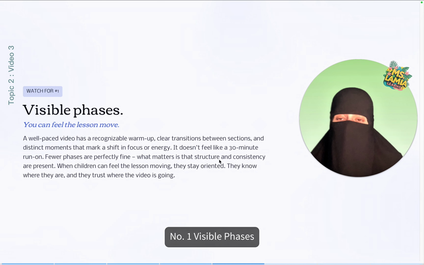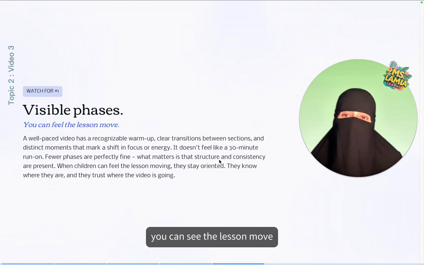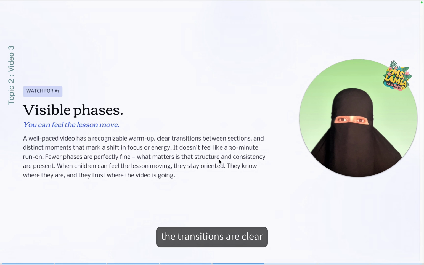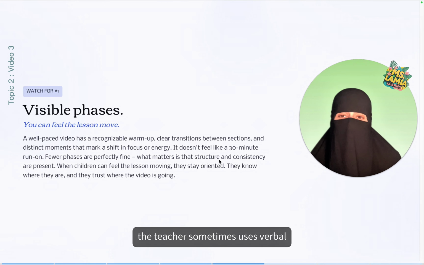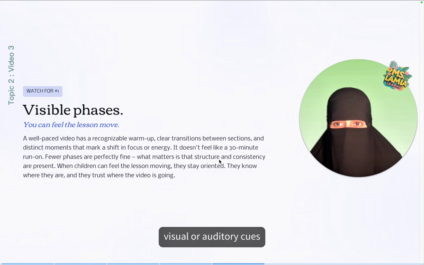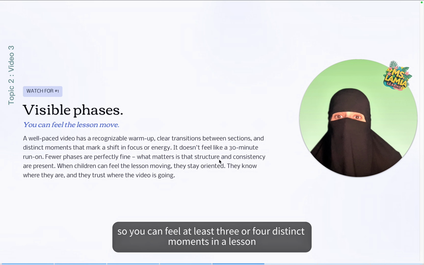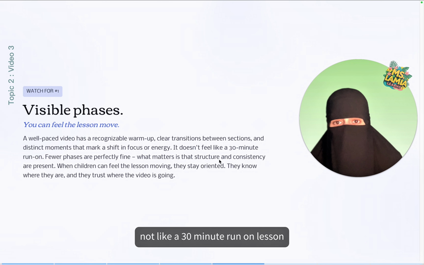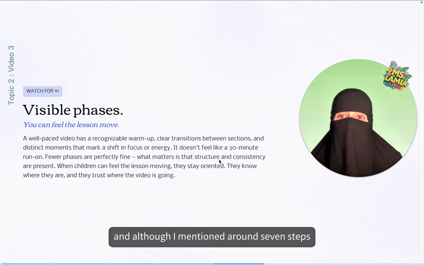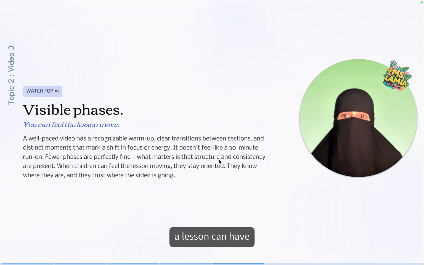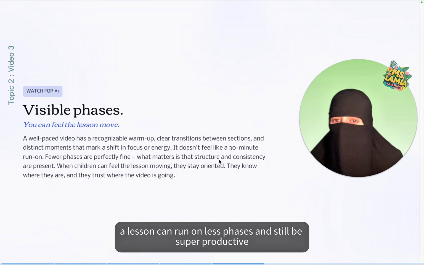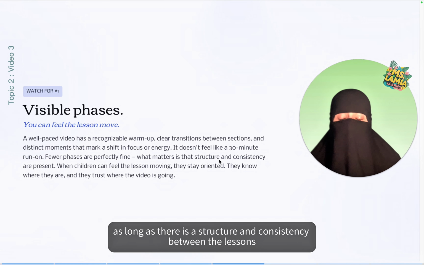Number 1, visible phases. You can see the lesson move. The warm-up is recognizable. The transitions are clear. The teacher sometimes uses verbal, visual, or auditory cues, so you can feel at least 3 or 4 distinct moments in a lesson, not like a 30-minute run-on lesson. Although I mentioned around 7 steps a lesson can have, a lesson can run on fewer phases and still be super productive, as long as there is a structure and consistency between the lessons.